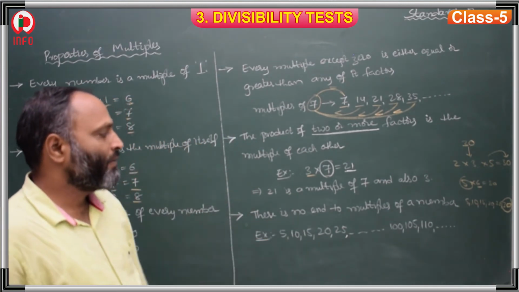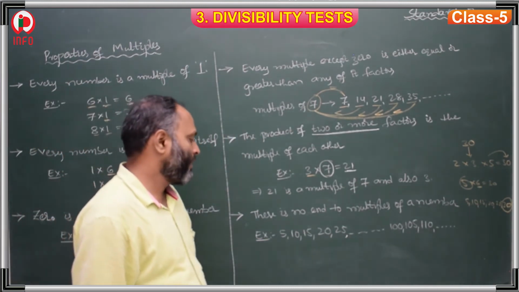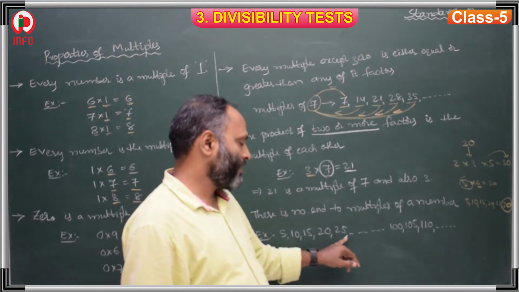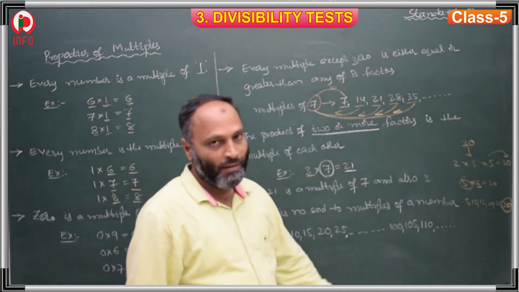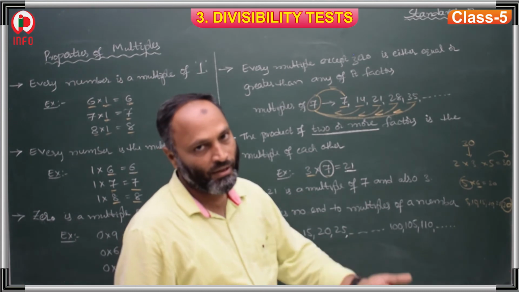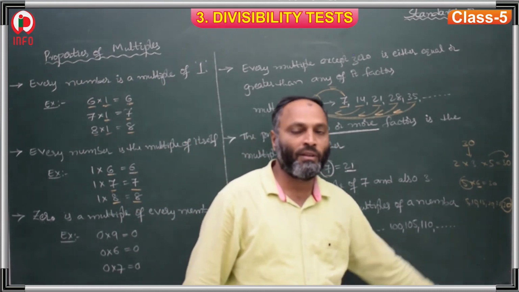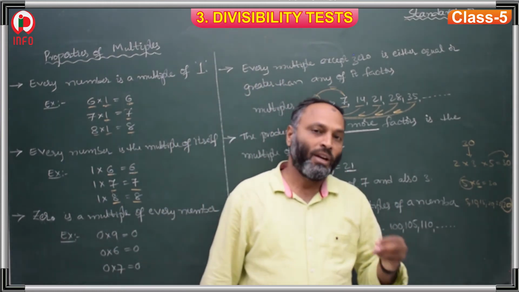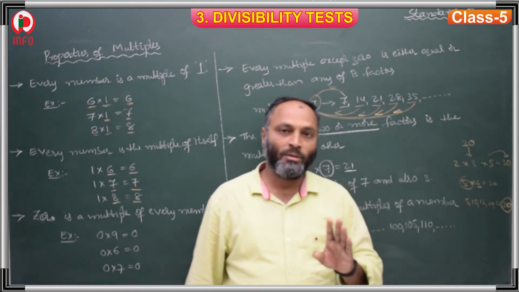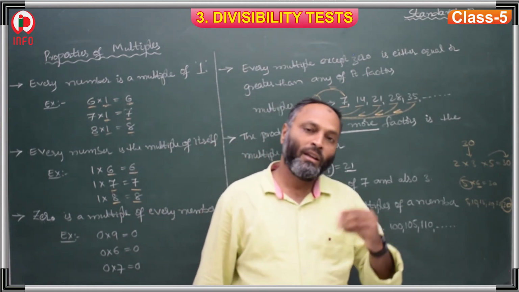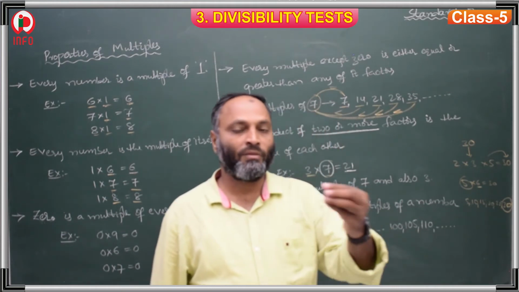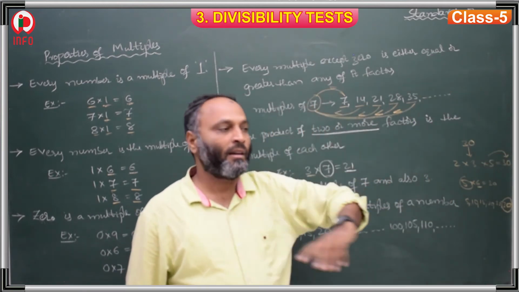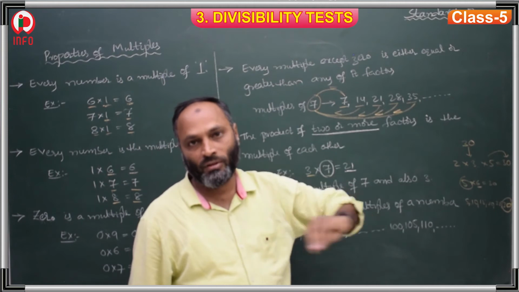So there is no end to the multiples of a number. If we write the 5 table, 5 1s are 5, 5 2s are 10, 5 3s are 15, 5 4s are 20, 5 5s are 25, 5 10s are 50. 5 11s are also there, 5 12s, 5 13s, 5 14s, 5 15s are also there, and so on it continues. But we learn the 5 table till 10 only, that is enough. 5 10s are 50, but it doesn't mean it stops at 50. 5 11s, 5 12s, 5 13s, 5 20s are there. It cannot end. It continuously goes on.